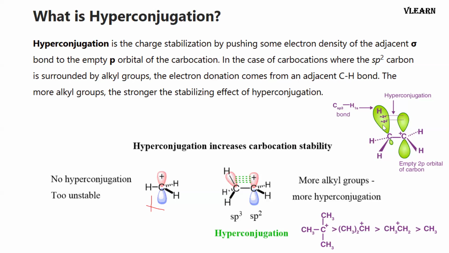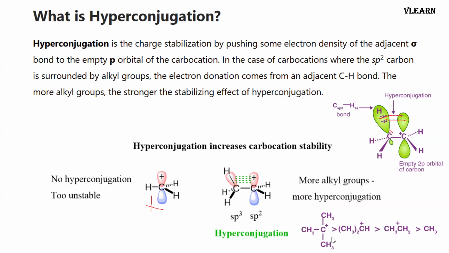See here, it is given very clearly. These electrons will move and sit in this p orbital, and thus this will become the carbocation. This can also be called a hydrogen transfer. And the more alkyl groups, the more hyperconjugation there will be, and the more stable the carbocation.